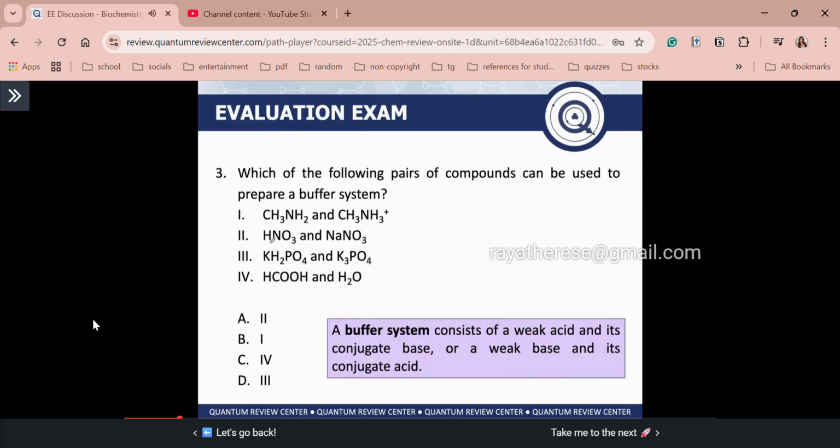Number 4 is actually formic acid and water. Sir, I'm 100% sure the weak acid is formic acid. Yes, class, good job, that's correct. But it's water, its conjugate base? Class, this is not its conjugate base. If I recall, your conjugate base is actually the formate ion. Okay, so number 4 is not our correct answer here.